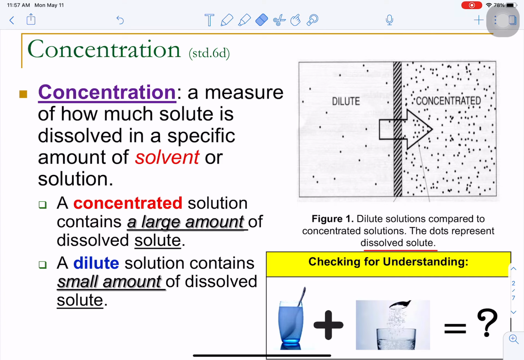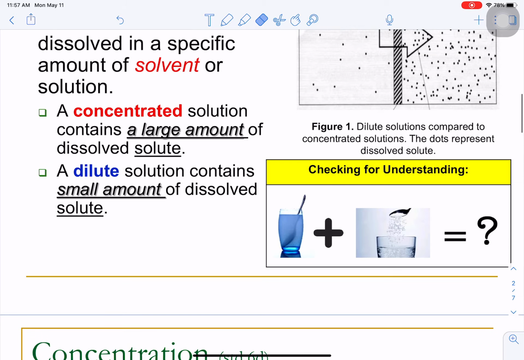Now, this little checking for understanding, I didn't have the answer here because I couldn't fit it. So I'm going to go over it right now. So this says that, let's say we had a solution of, let's call it table salt and water. Table salt and H2O. Let's say we had that, and then we added even more salt. What are we doing to that solution? Are we making it more dilute? Are we making it more concentrated? What are we doing to it? And if you said we are making it more concentrated, you would be correct. If we add more solute and it dissolves, we're making it more concentrated.